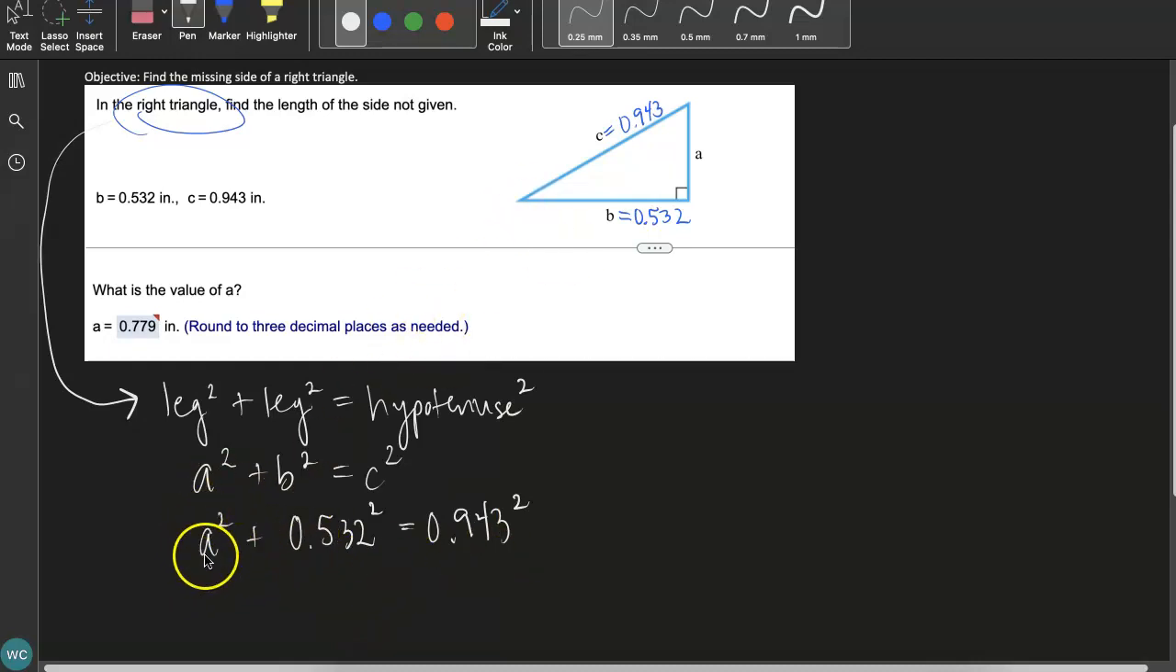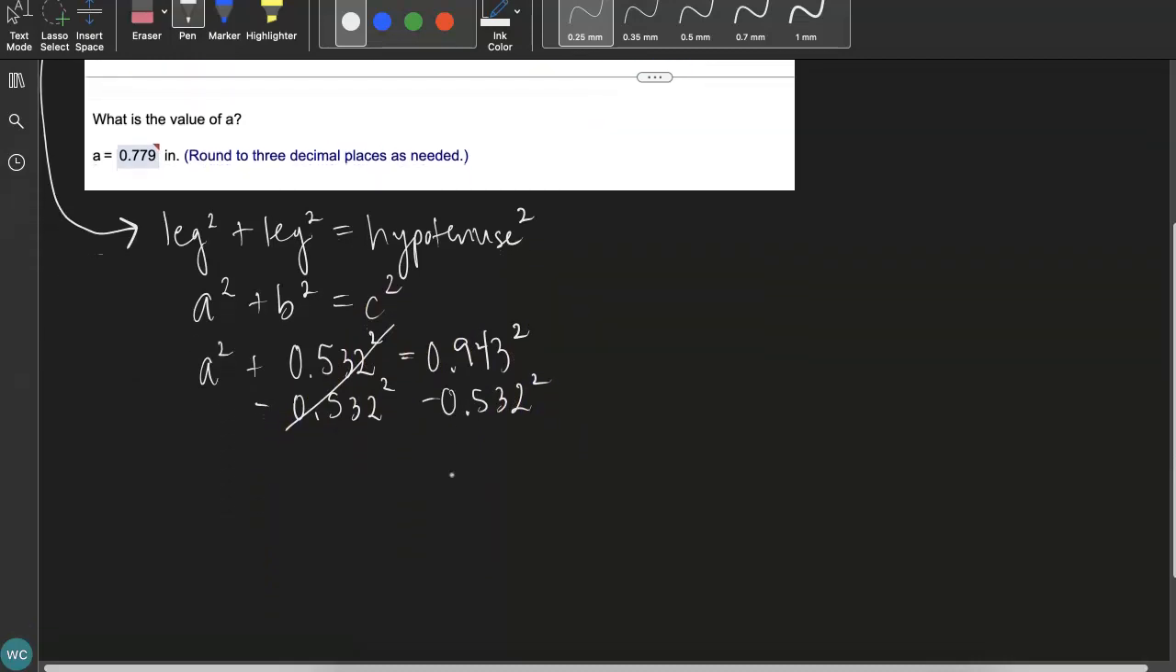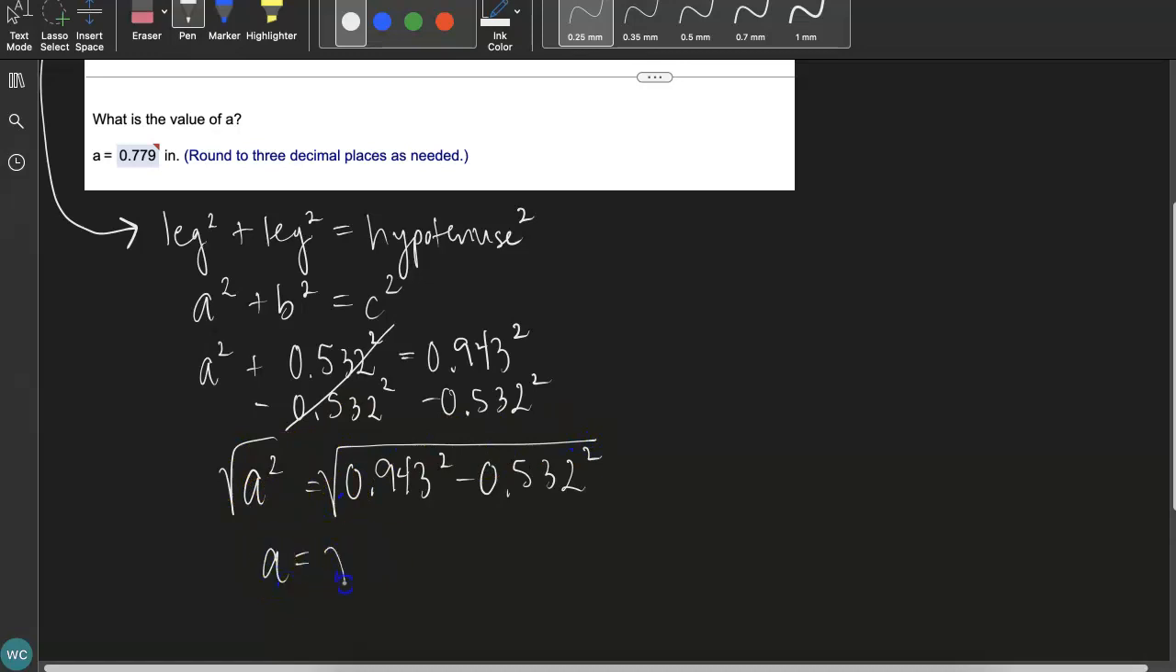I want to isolate A. To isolate A, the first thing I'm going to do is subtract this value squared from both sides. I'm actually not going to evaluate too much because I'm going to let my calculator do some things for me. I'll show you that here in a second. So I end up with this expression. I'm just going to leave it as it is because eventually I will type it into my calculator. And then the last step to get A isolated is to take the square root of both sides. Then I'm left with this expression.